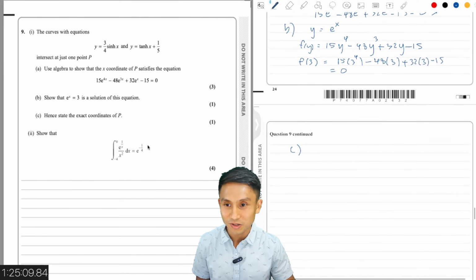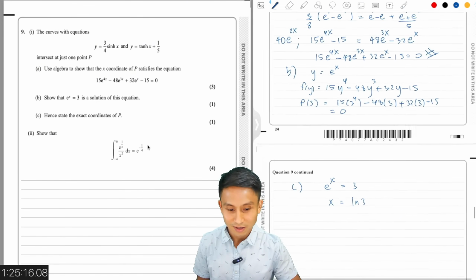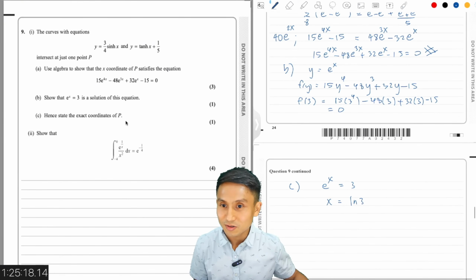Hence, state the exact coordinate of P. So basically, if e^x is 3, then that means x is ln 3, right? Exact coordinate. So show that the x coordinate satisfies the equation.